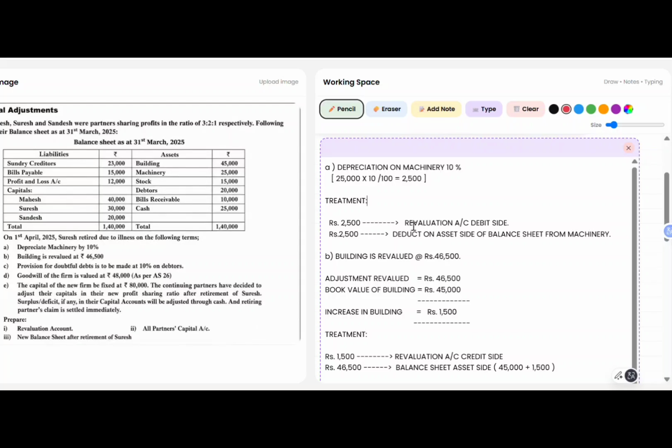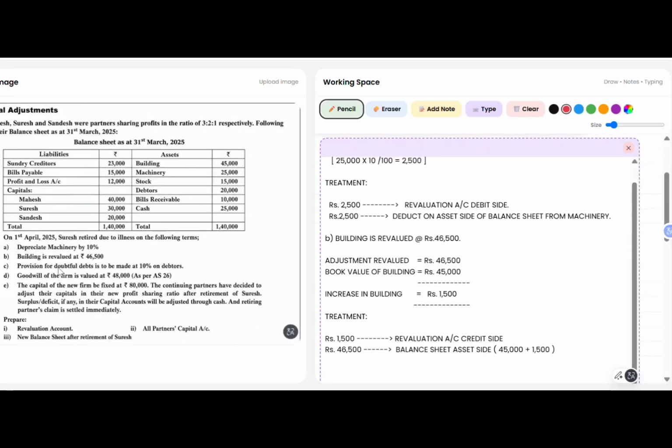So this will appear in the revaluation account on the debit side. And since there is a decrease in the value of the machinery by rupees 2,500, this 2,500 should be deducted on the asset side of the balance sheet from the machinery account. So this is the treatment for the first adjustment, that is depreciation of machinery. Now moving on to the second adjustment. The second adjustment says that building is revalued at rupees 46,500. Whenever the word says revalued, this refers to the new value of the asset.